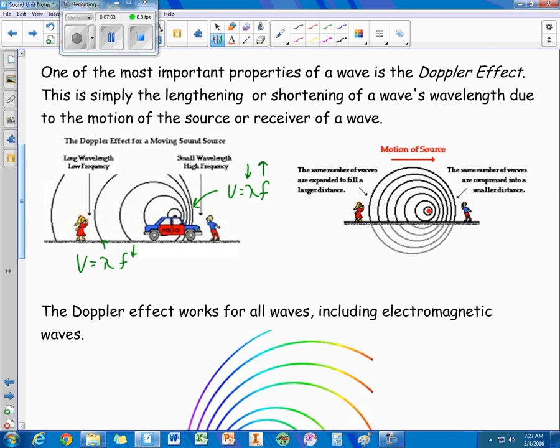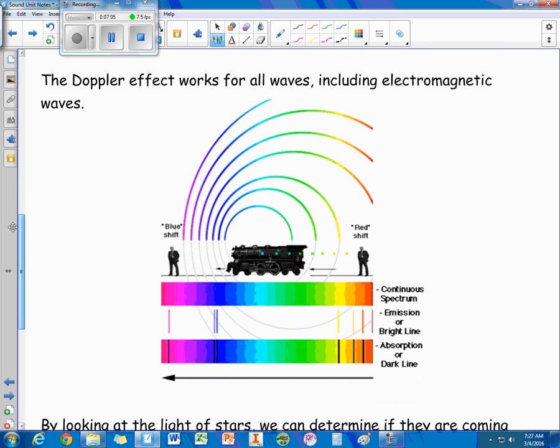The Doppler effect works for every kind of wave, including light. So imagine that this train here is a star, and the star is moving. It's going to shorten the wavelengths in front of it and stretch out the wavelengths behind it.